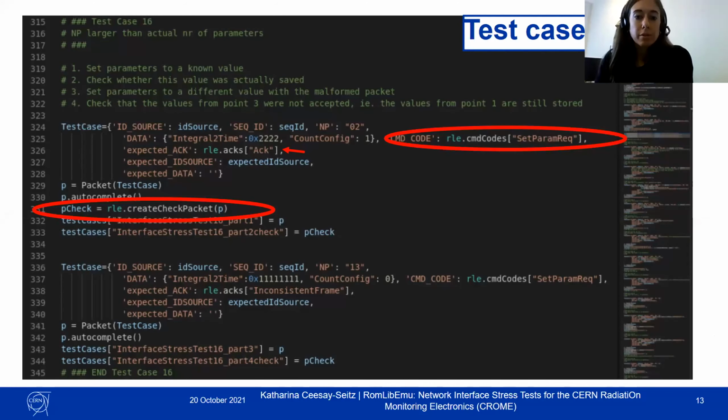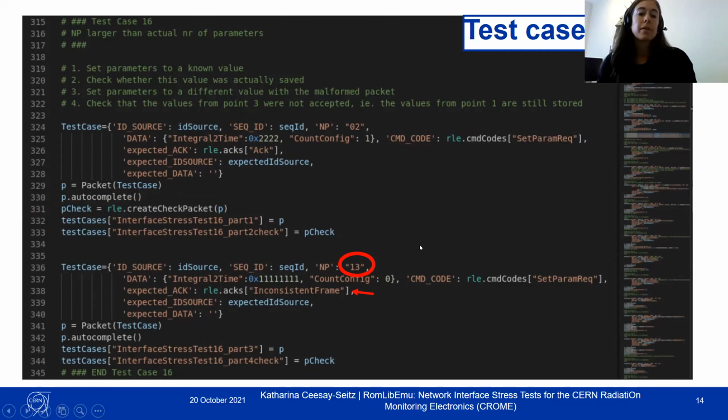So here I want to show an example of how such a test case could be created. In this case, we send a set parameter command with good parameters and good packet structure, so we expect an acknowledgement from the application. Then we automatically create from the library a check packet that reads back the parameter, and we see whether the parameter has been stored properly.